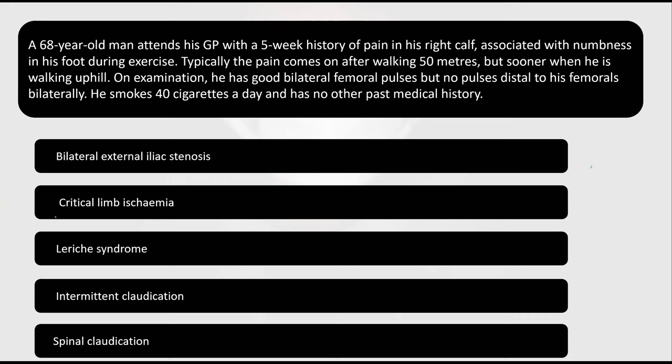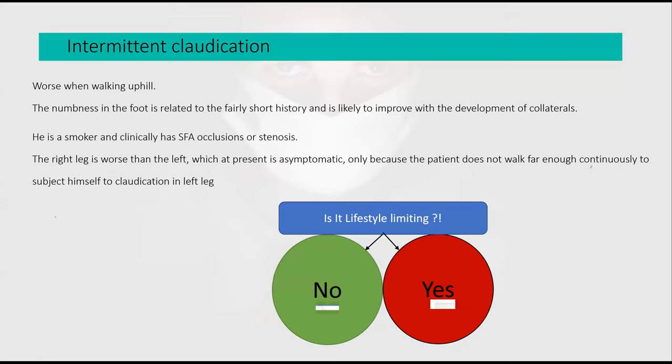If there is pain in the right calf with numbness in his foot during exercise, it will be spinal claudication, because intermittent claudication will not give a neuropathic symptom. It can be, because the arterial system will supply the nerves. So it can be, yes. Okay, then I'll stick with intermittent claudication.